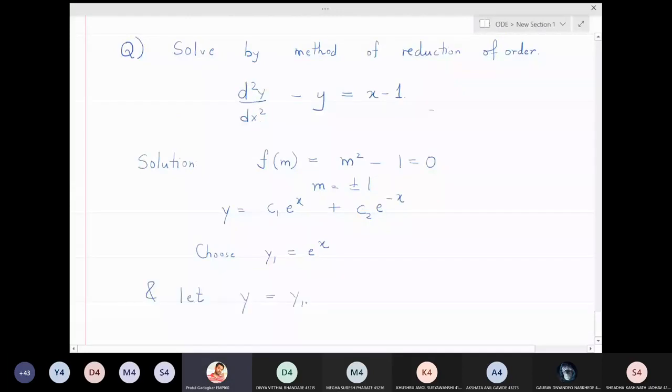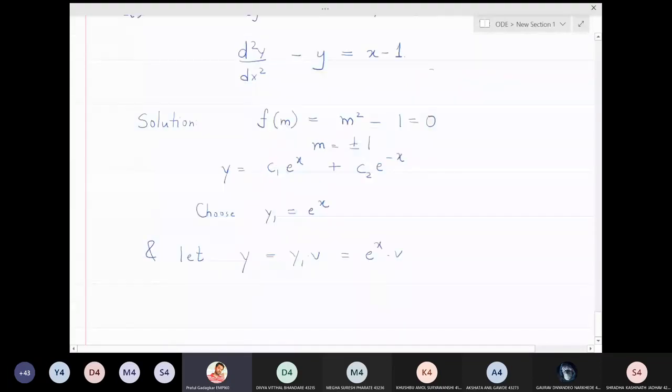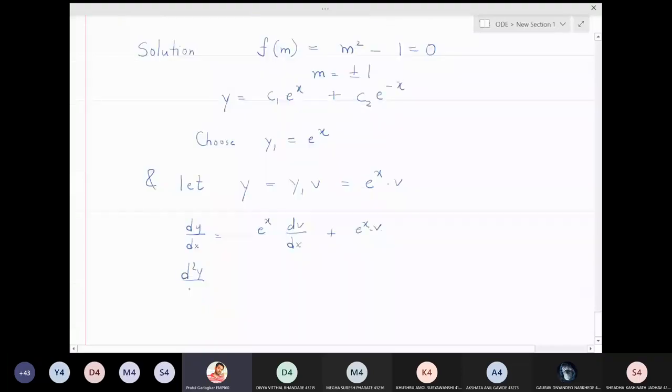And therefore, when I differentiate this, I will get e raised to x into dv by dx plus e raised to x into v. I will redifferentiate it: d2y by dx squared equals e raised to x d2v by dx squared plus e raised to x into dv by dx, which will come twice, plus e raised to x into v. And now I will substitute in the differential equation.